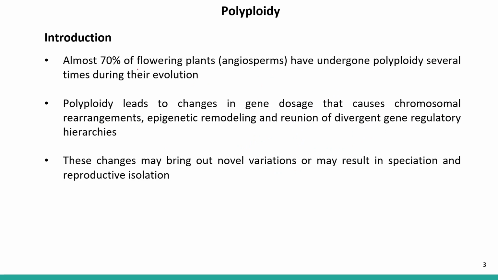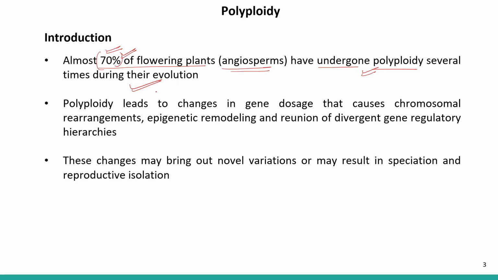Almost 70% of the flowering plants, that is the angiosperms, have undergone polyploidy several times during their evolution. So now we can understand how important polyploidy is, because today we have so many angiospermic plant species, and out of that 70% has been formed because of polyploidy.